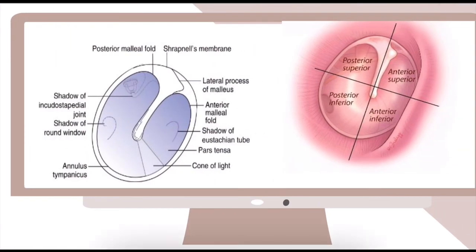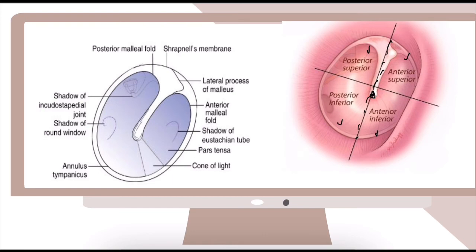Now we will draw two imaginary lines which divide the tympanic membrane into four quadrants. The first imaginary line is drawn passing through the handle of the malleus, and the second line is drawn perpendicular to the first line but passing through the umbo. It forms the four quadrants, that is postero-superior, antero-superior, postero-inferior and antero-inferior.